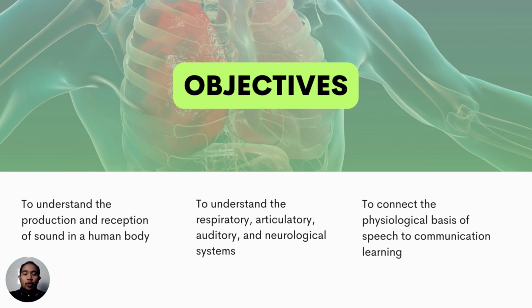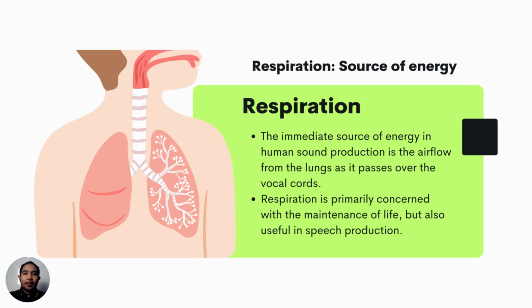So we can look at the respiratory system as the source of energy or vibration. We can also look at the articulatory system as where sound is actually produced. We also look at the auditory system as where sound is received, and the neurological system as where sound is comprehended. So we go first with the source of energy, which is respiration.